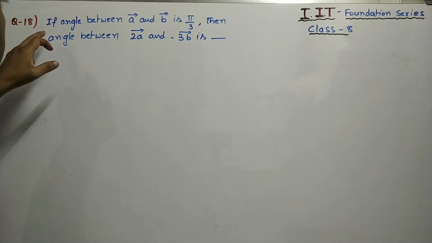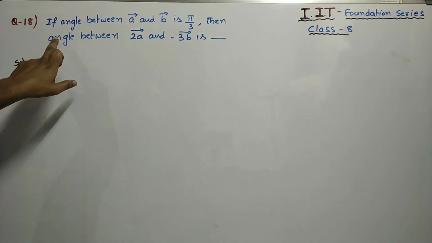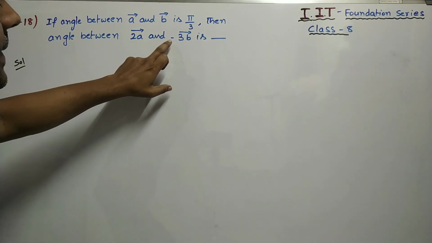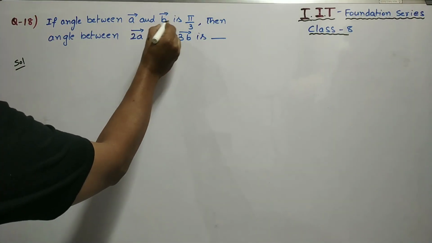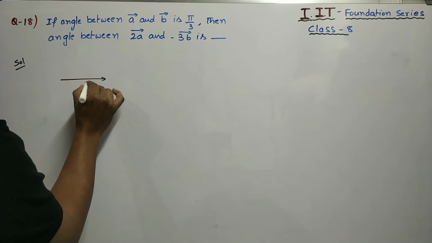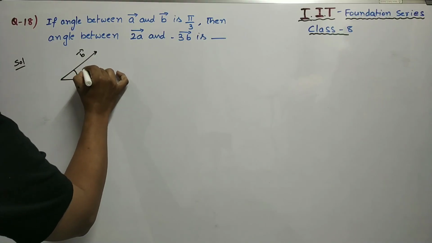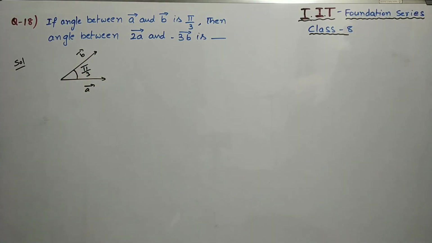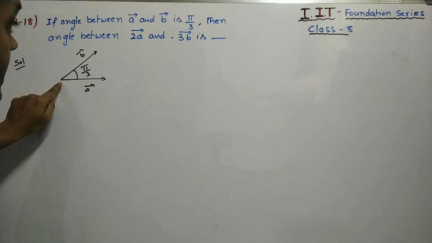The 18th question. If the angle between A bar and B bar is pi by 3, then the angle between 2A bar and minus 3B bar is. To see, what is given? The angle between A vector and B vector is pi by 3. That means, for example, this is vector A and this is vector B. So this is given, pi by 3. What is the angle between two vectors? The angle between two vectors is measured by taking them tail to tail. That is the angle between.